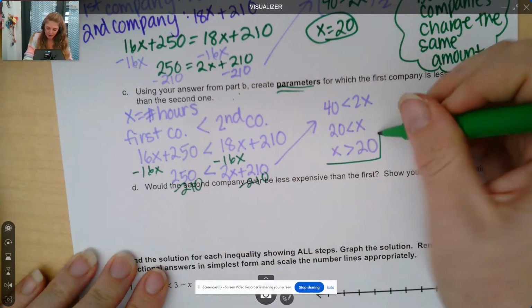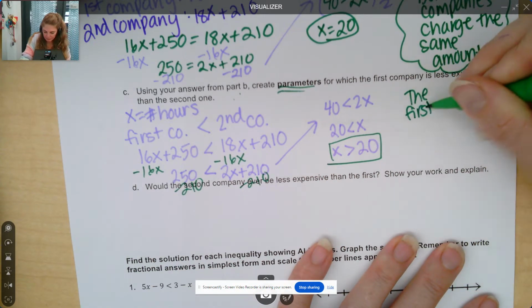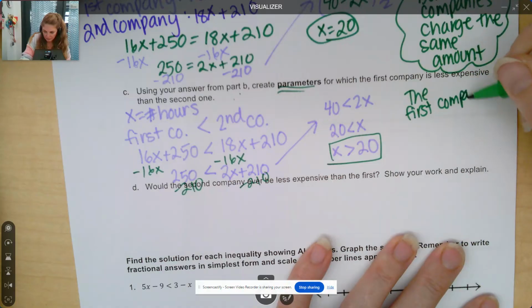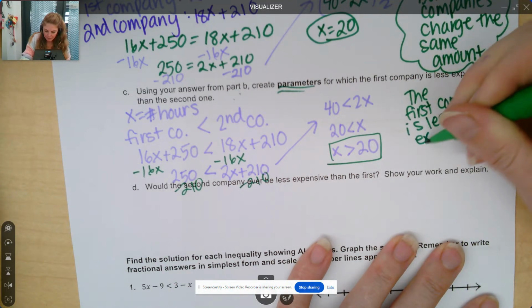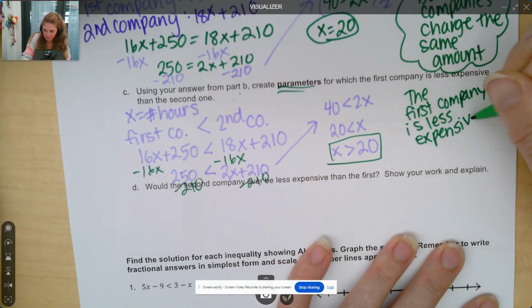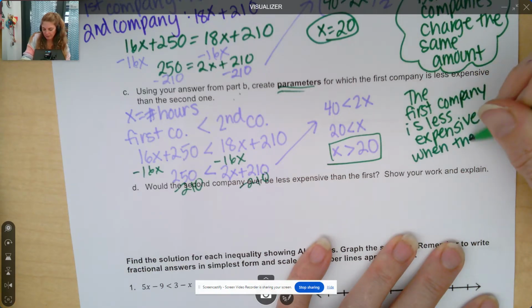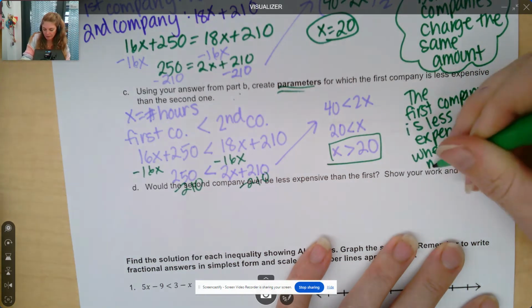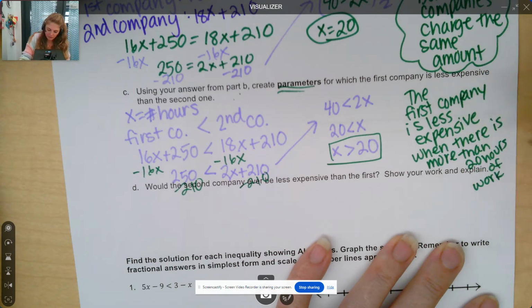So here's a parameter. The first company is less expensive when there is more than 20 hours of work done, or completed.